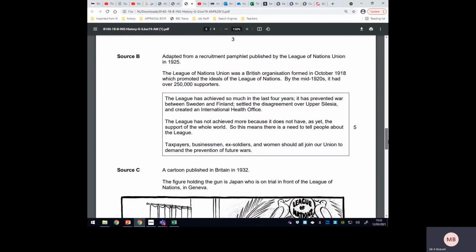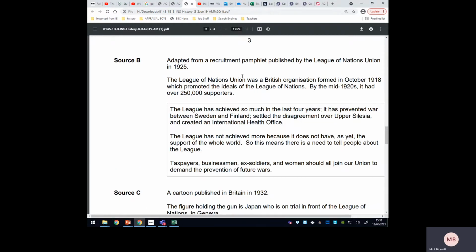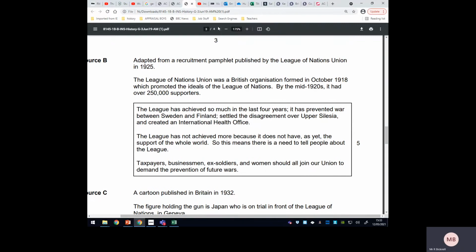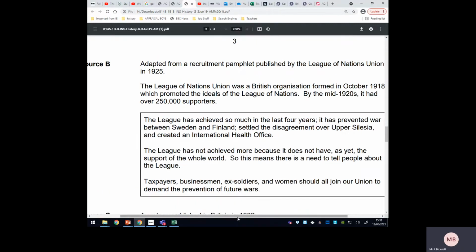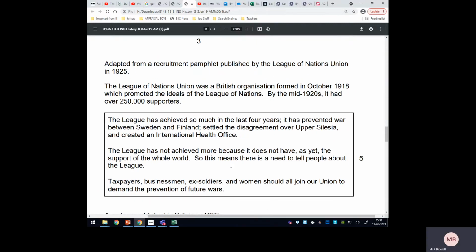Once again, these are the ones that you did for your mock. So how useful is source B to a historian studying the League of Nations? Well, it is useful to a historian, isn't it? Because what's it showing about the League? Read the box. What's it telling you about the League in that box? Its successes, absolutely. It is useful to a historian because it's highlighting a number of the League's successes.